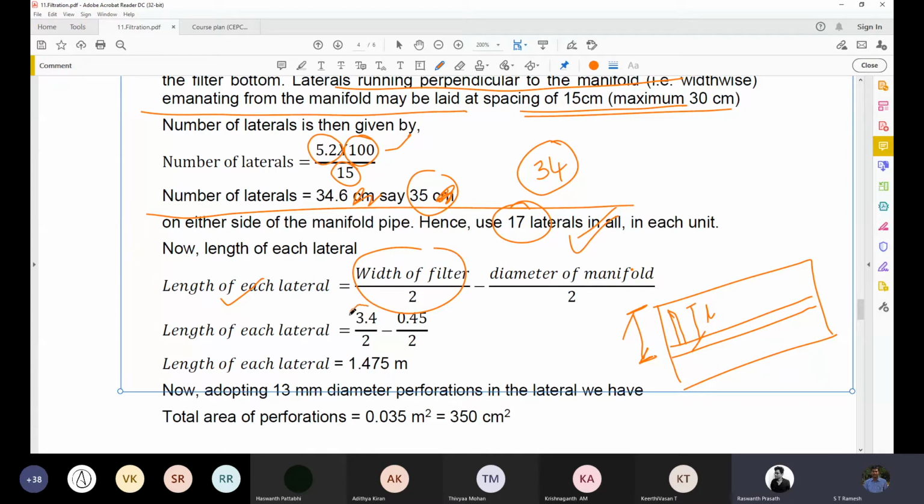So width is equal to 3.4 meter divided by 2, width by 2 minus the diameter of the manifold, which is 45 centimeter, that is 0.45 by 2. Thereby the length of each lateral is equal to almost 1.475 meter. Is it fine? Yes, sir.